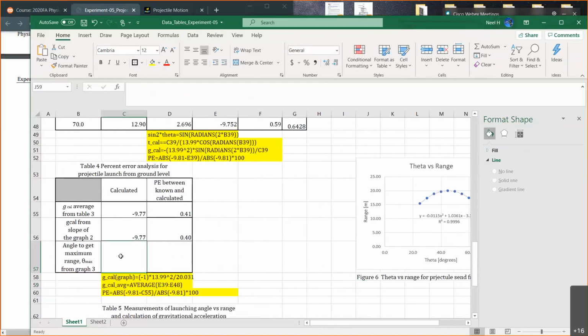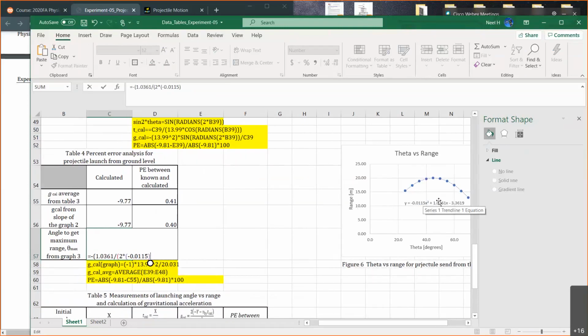Now let's calculate theta angle responsible for the maximum range, right? So which is equal now, parentheses minus b divided by 2 times a. Minus b is another negative, put this way, negative parentheses b is minus 0.0115, sorry, b is actually positive 1.0361, and then divide by 2 times parentheses minus 0.0115. That's from the graph directly, okay?